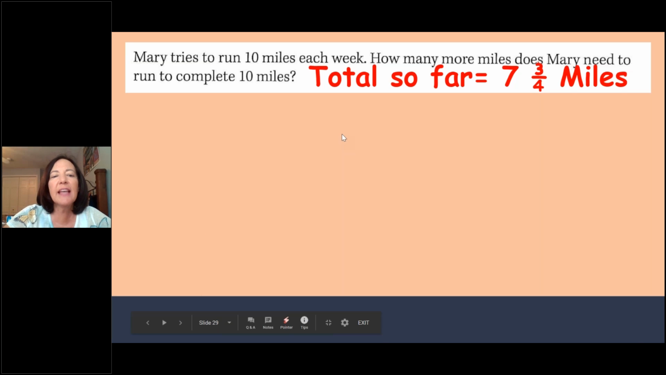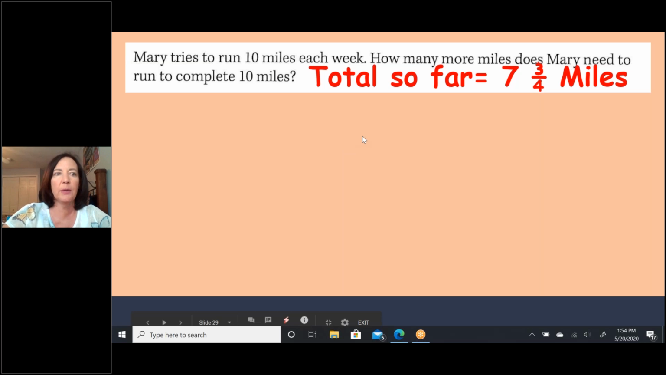Thanks. Now, this is the second half of Mary's running problem. It says, Mary tries to run 10 miles each week. How many more miles does Mary need to run to complete the 10 miles? And remember, from the last slide, we saw so far she's gone 7 3/4 miles. She wants to run a total of 10. How many more miles does she need to run?